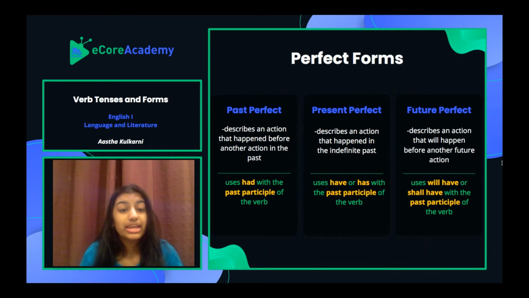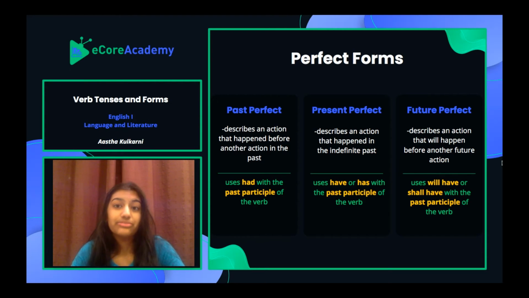Next, we have the perfect forms, kind of an odd name for a verb form or tense, but that's what they decided to call it. So as you can guess, we have a past, present, and future perfect form. So the past one is basically describing an action that happened before another action in the past. So the past perfect uses had with the past participle of the verb. And again, we talked about that past participle in the first slide as one of the 4 verb forms, where we had present, present participle, past, and past participle. So we're going to be using the past participle for all of these perfect forms.